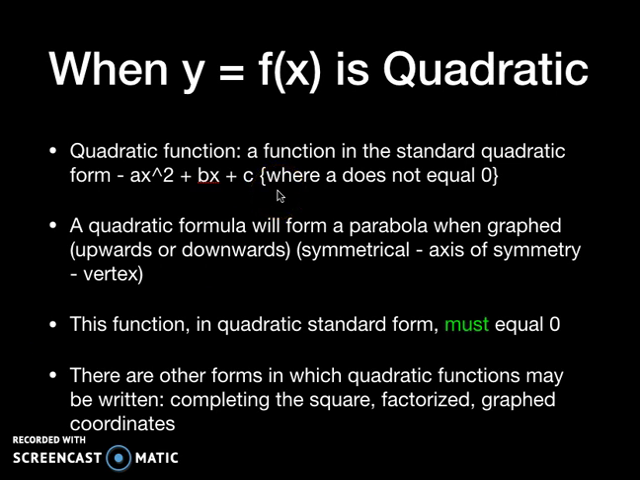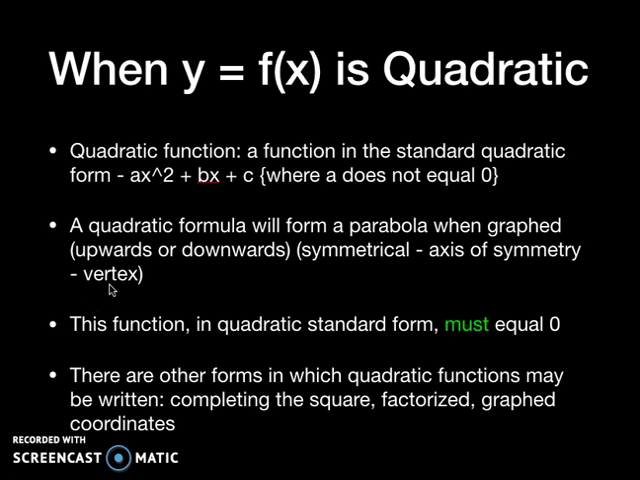Okay, so when is y, f of x, quadratic? A quadratic function is a function in the standard quadratic form, ax squared plus bx plus c, where a does not equal 0. A quadratic function will usually form a parabola when graphed, and it can open upwards or downwards. That's what's meant by positive or negative. A parabola is usually symmetrical, and you will learn about the axis of symmetry and the vertex. The vertex is just the midpoint.